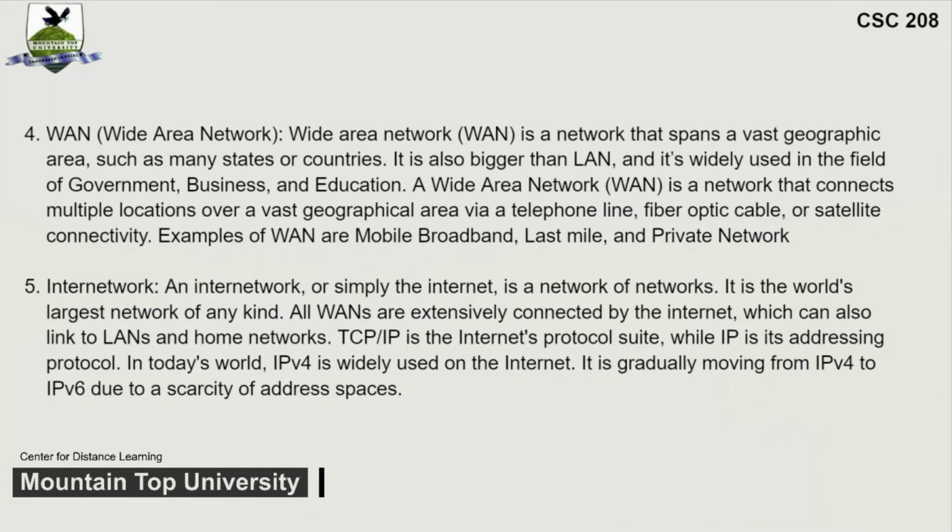4. WAN, Wide Area Network. Wide Area Network, WAN, is a network that spans a vast geographic area, such as many states or countries. It is also bigger than LAN, and it's widely used in the field of government, business, and education. A wide area network, WAN, is a network that connects multiple locations over a vast geographical area via a telephone line, fiber optic cable, or satellite connectivity. Examples of WAN are mobile broadband, last mile, and private network.